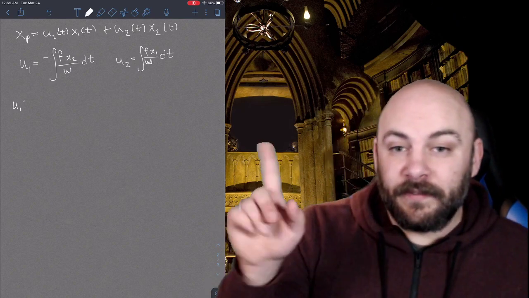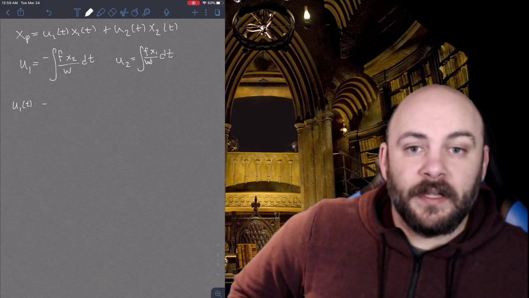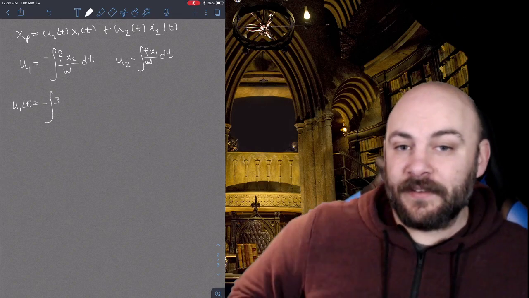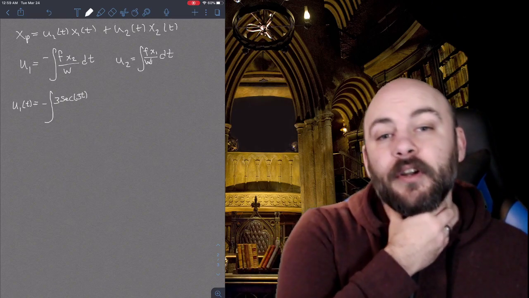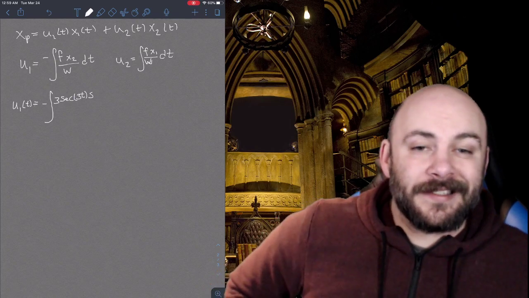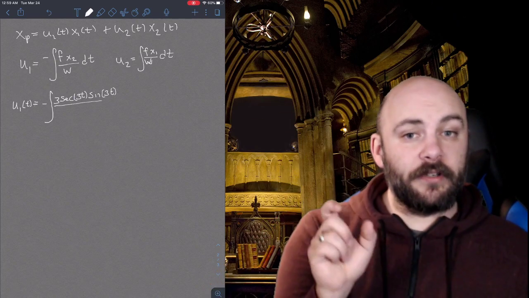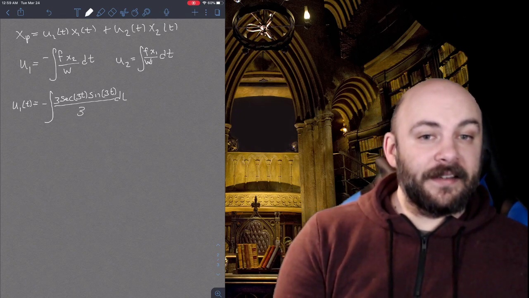So let's plug in for u1 right here. u1 of t is going to equal negative, now f was our 3 secant of 3t, right? And if I remember correctly, x2 is our sine of 3t. This is why the order in which you put them in is important. You need to be consistent. And our Wronskian is the number 3, dt.